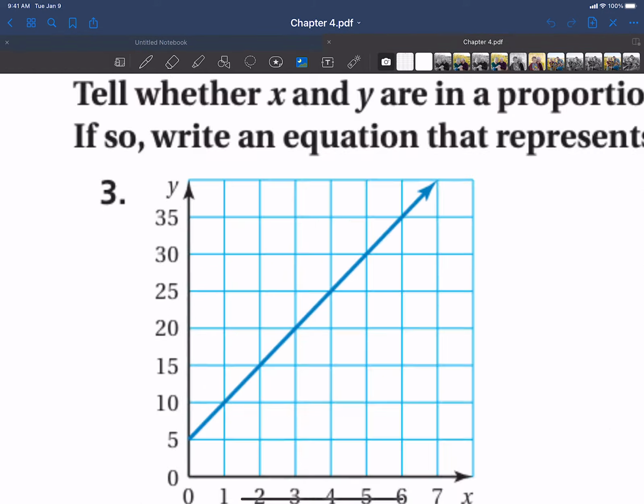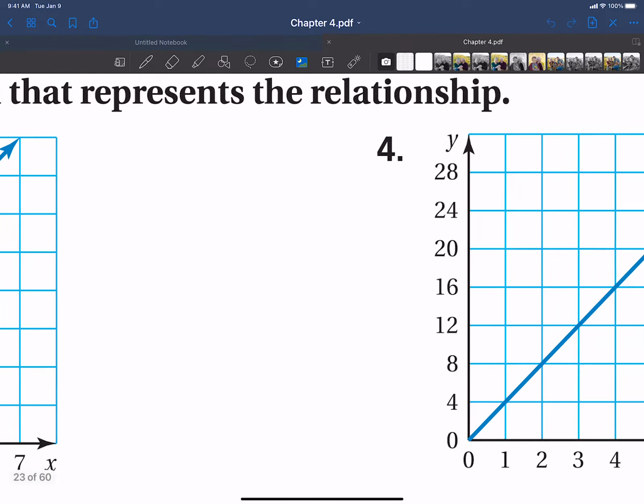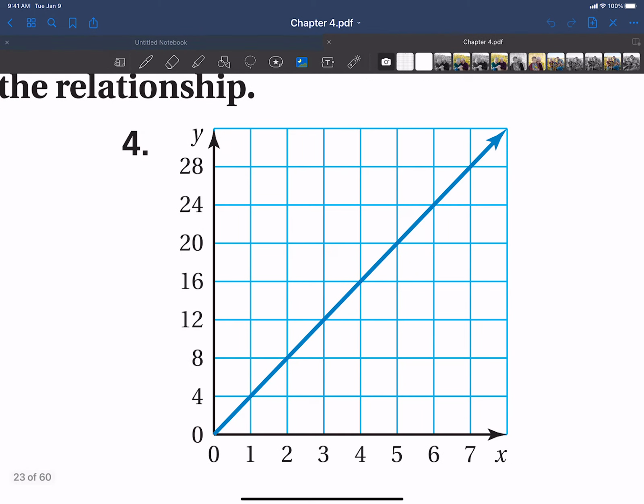No. How do you know? It starts at 5. It does not cross the origin. Guys, it's that simple. Is that a direct variation? No. You don't even have to do math. You just have to look at it. Is that a direct variation? Yes. Because it goes through the origin. How simple is that? Easy.